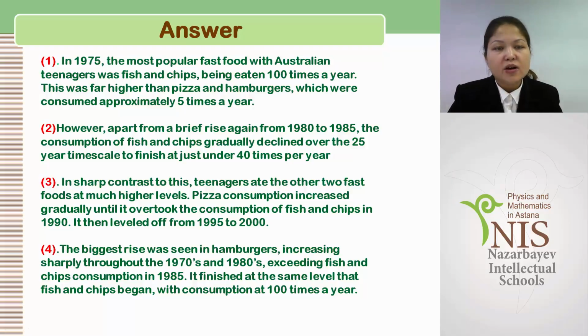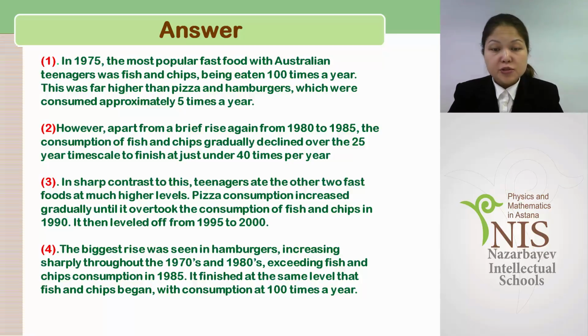In 1975, the most popular fast food with Australian teenagers was fish and chips, being eaten 100 times a year. This was far higher than pizza and hamburgers, which were consumed approximately 5 times a year. However, apart from a brief rise again, from 1980 to 1985, the consumption of fish and chips gradually declined over the 25-year time scale to finish at just under 40 times per year.